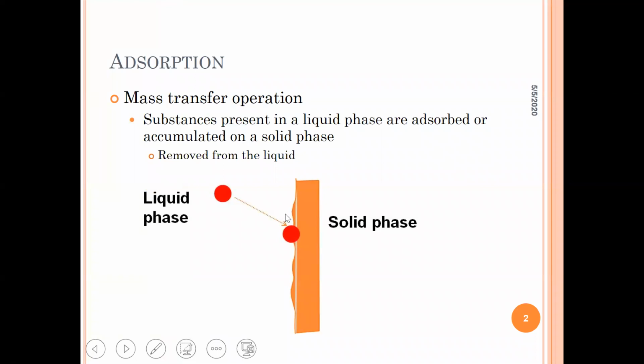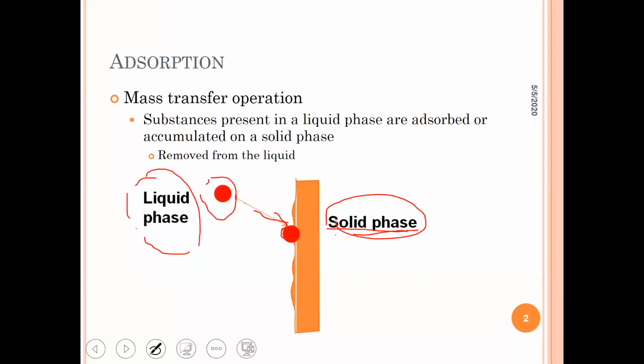Adsorption is a mass transfer operation. It means that if there is some substance in the liquid phase, it accumulates on the solid phase, so mass actually transfers from one phase, which is liquid or gas, to another phase, which is solid.